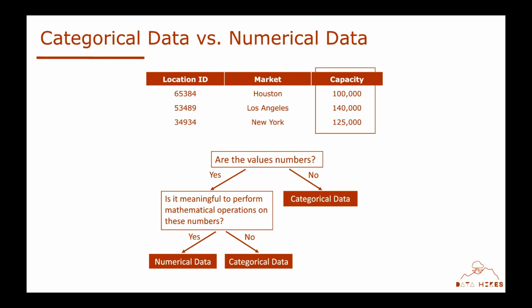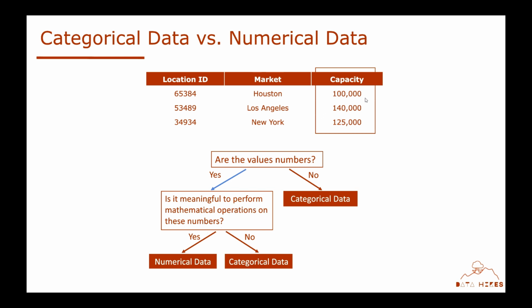The third column we're looking at is the capacity. And the capacity is 100,000, 140,000, 125,000. Are these values numbers? Yes, of course, they are numbers. Go down this path. We say yes.